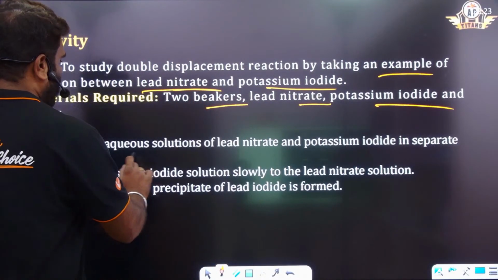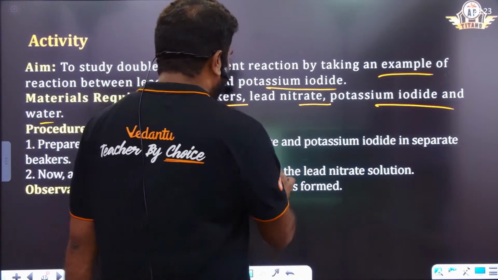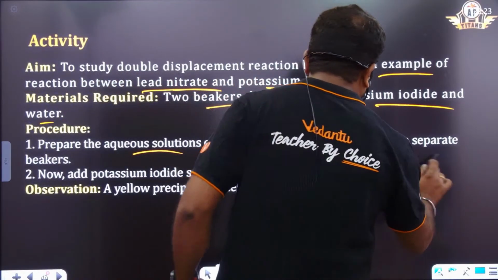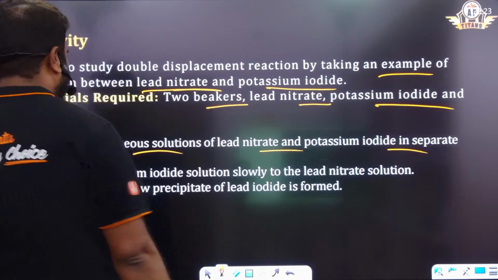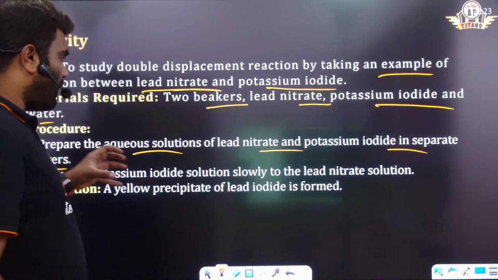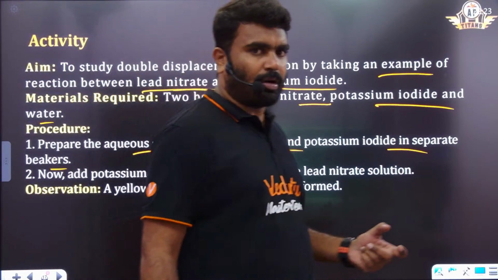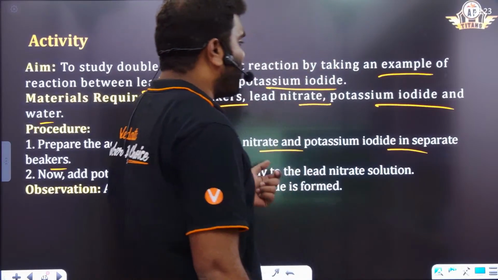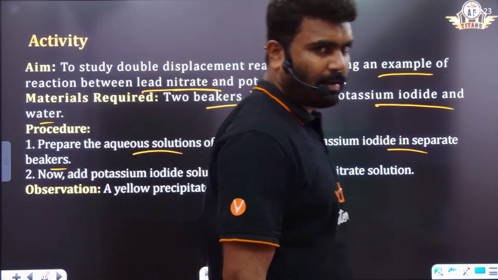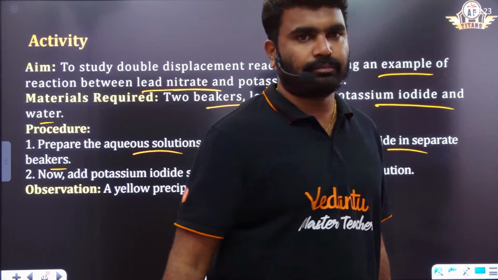Prepare the aqueous solution of lead nitrate and potassium iodide in separate beakers. We have to take the aqueous solution of lead nitrate, and along with it we also have to take potassium iodide.